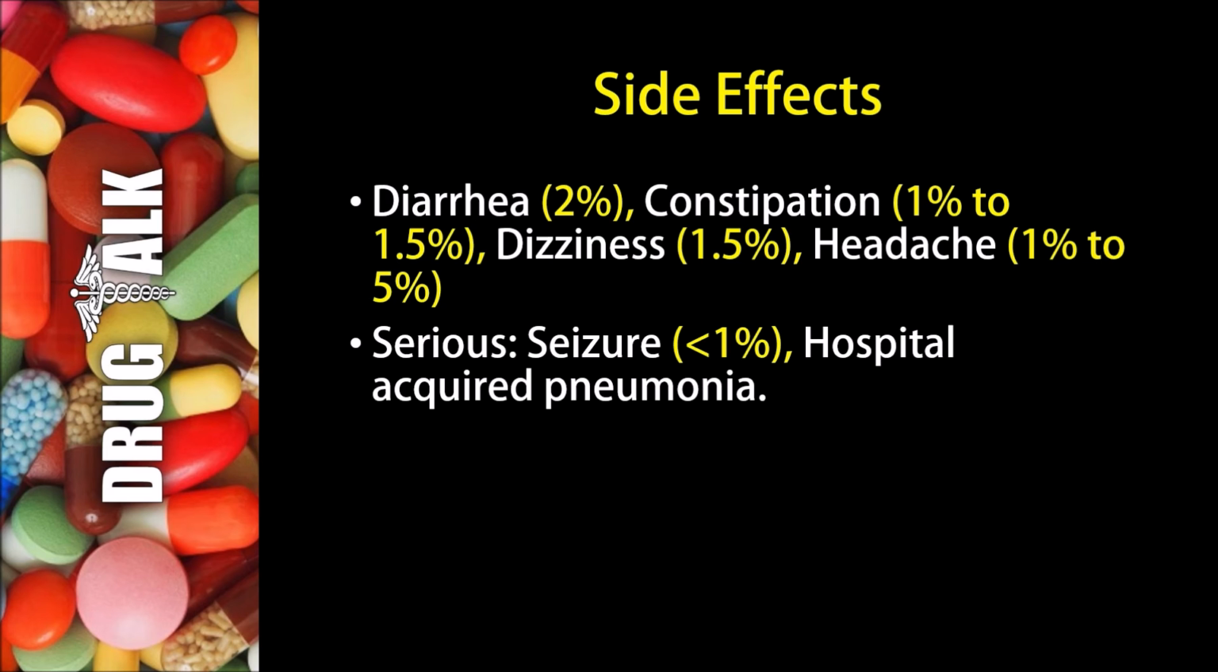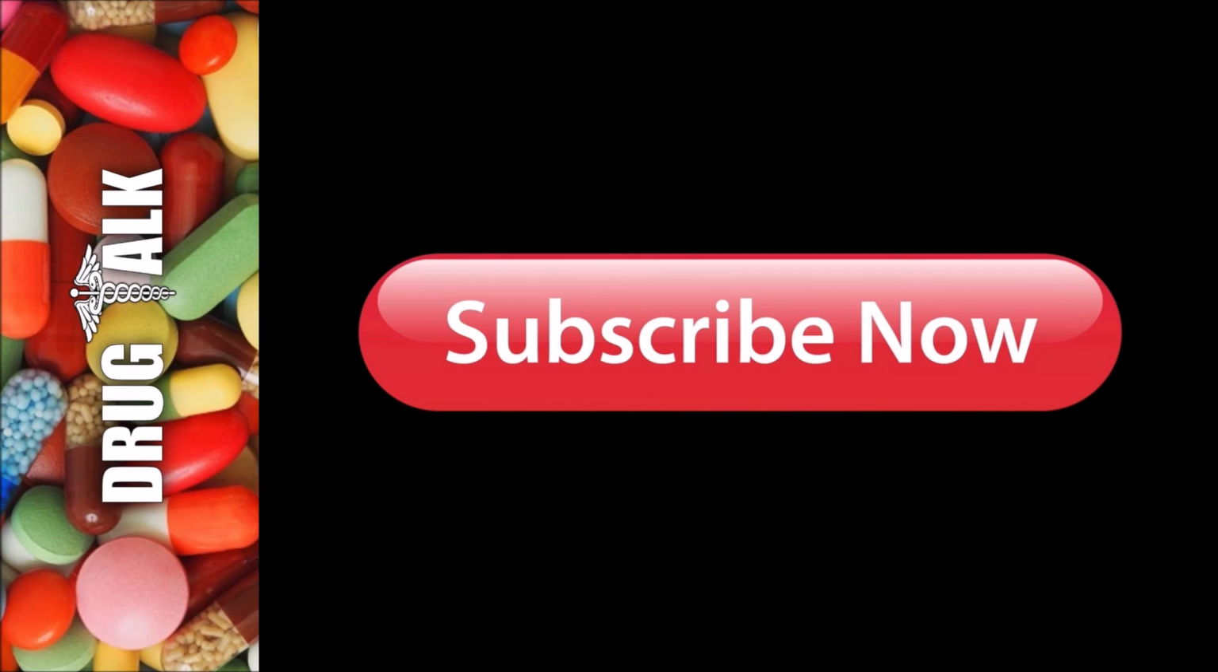Now, some more rare but serious side effects would be a seizure, which would happen less than 1% of the time, or hospital-acquired pneumonia if a patient was receiving this medication in hospital. That's all we're going to talk about today with Famotidine or Pepcid.